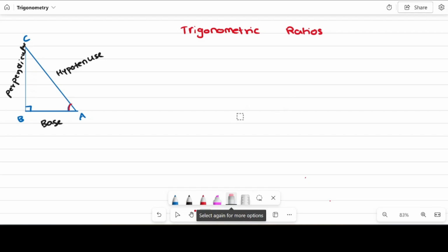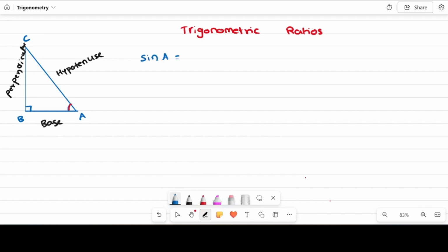In the previous session, we discussed the trigonometric ratios. In this video, we are going to see the relationship between them. So in this figure, if we take A as a reference angle, as we discussed in the previous session, we can write all the trigonometric ratios.